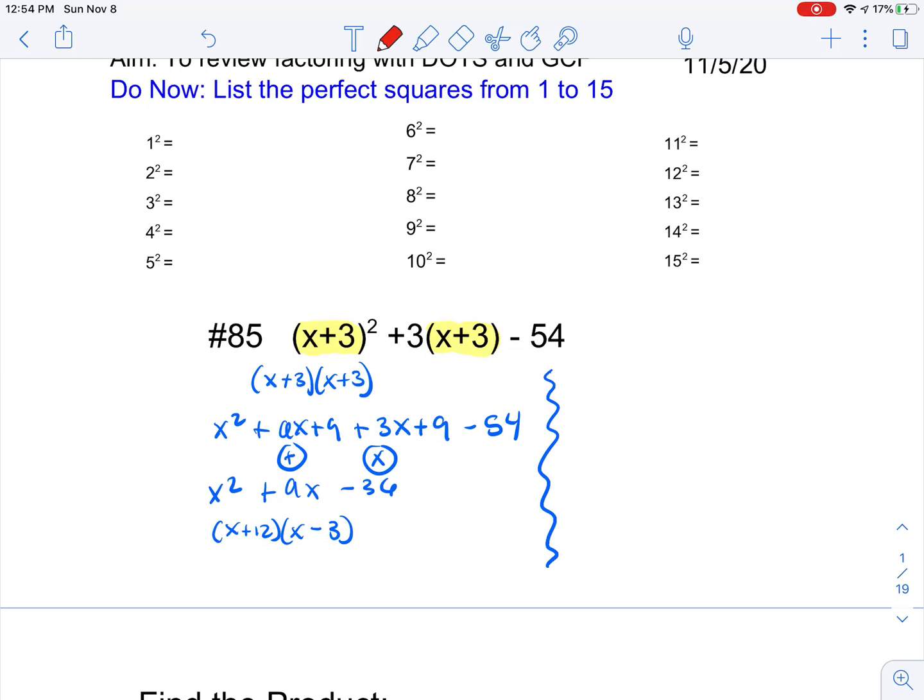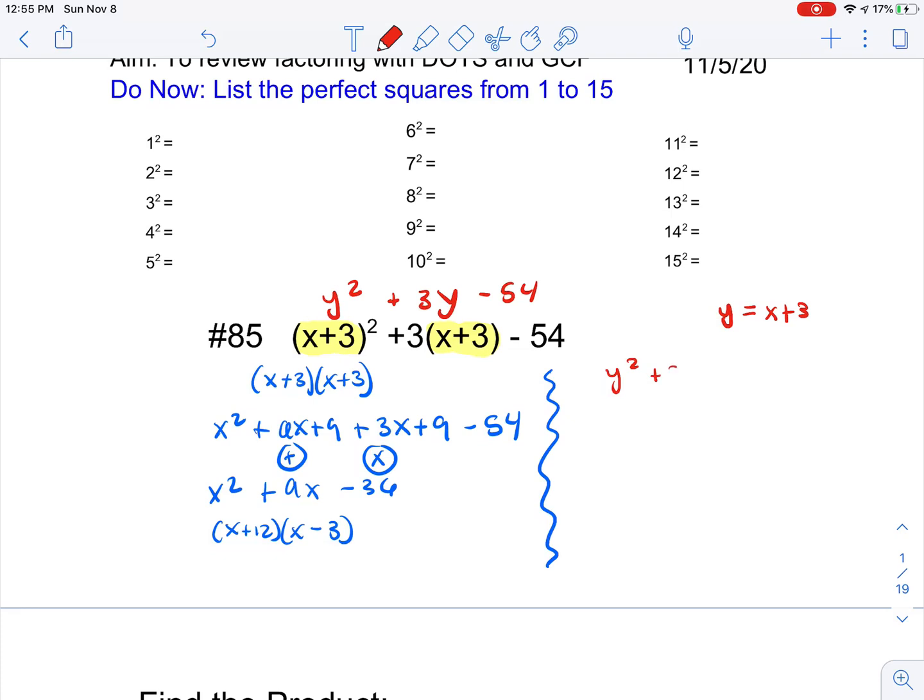So now I want you to think creatively. Imagine y was equal to x plus 3. And that's just me imagining, right? This first term would then be y squared, right? Because we're replacing that parentheses with y. This second term would be 3 times y. And this last term would stay a minus 54.